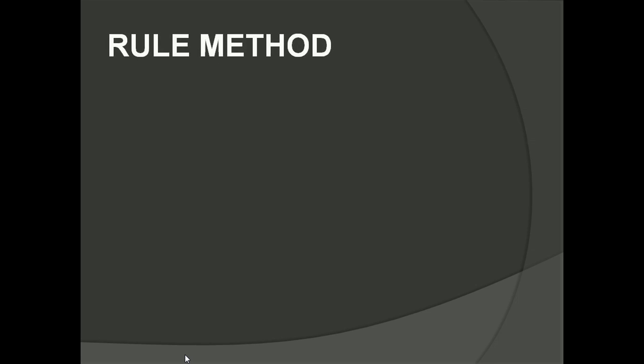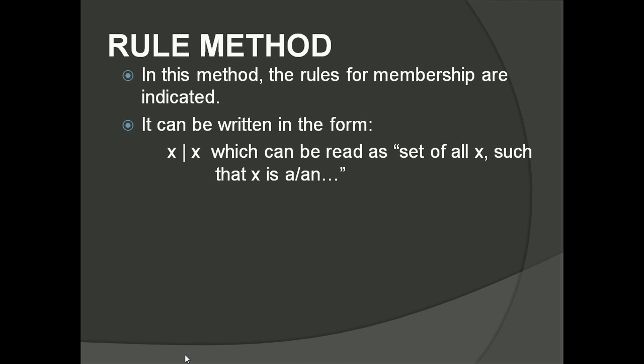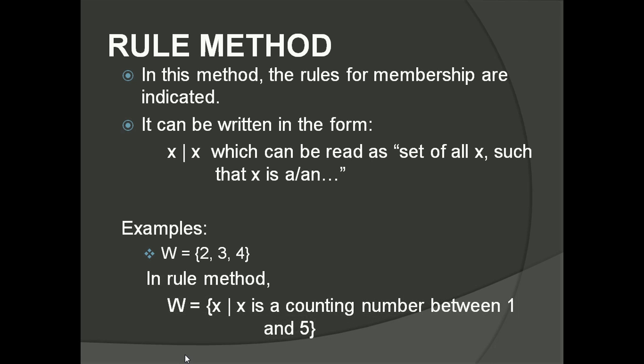The other method of writing a set is the rule method. In this method, the rules for membership are indicated. It can be written in the form {x | x ...}, or "the set of all x such that x ...". For example, W has elements 2, 3, and 4. In the rule method, W is the set of all x such that x is a counting number between 1 and 5.